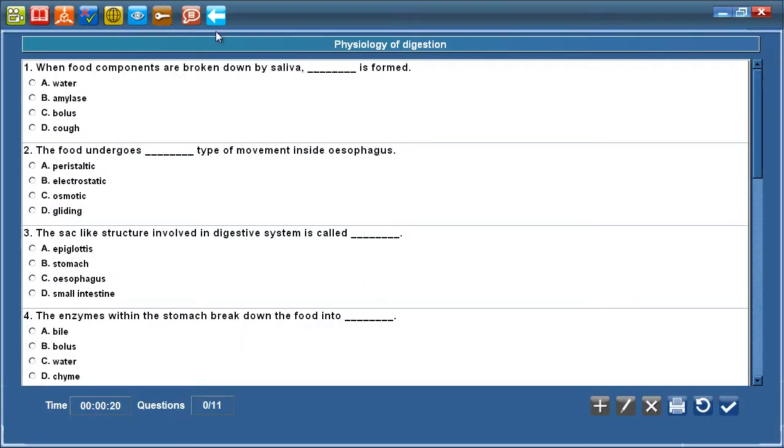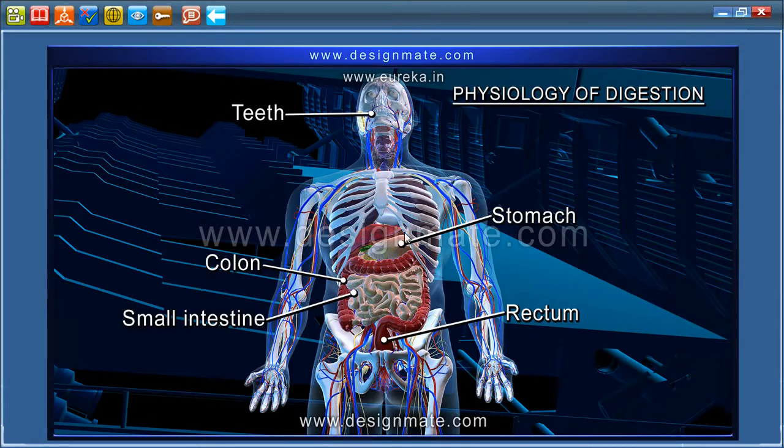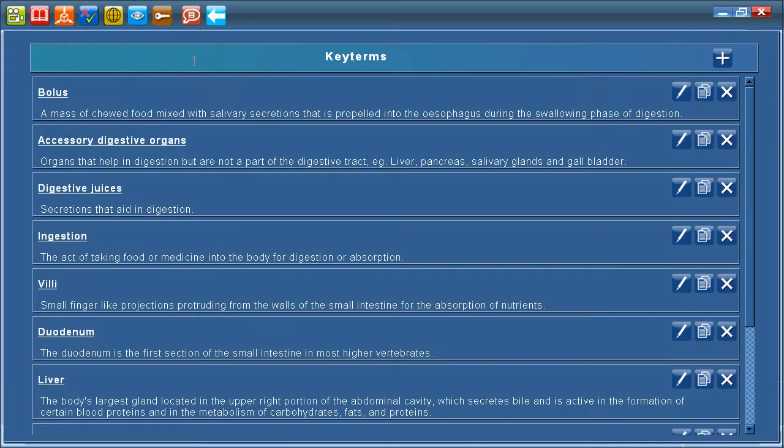Our next learning resource is web links. This contains the best links available on the internet over digestion. We have even given the facility to add your own links here. After this, we have got an image. After that, we have got key terms, the explanation of the key terms involved in the digestion process.